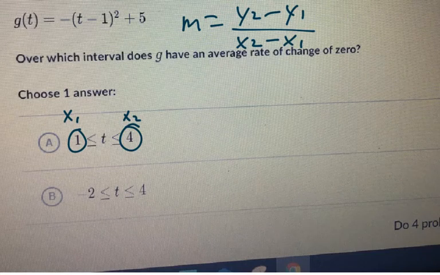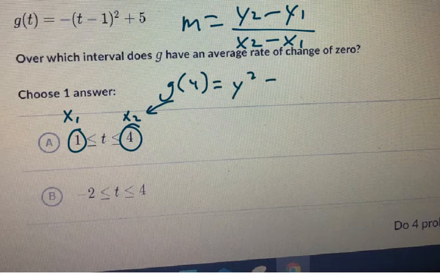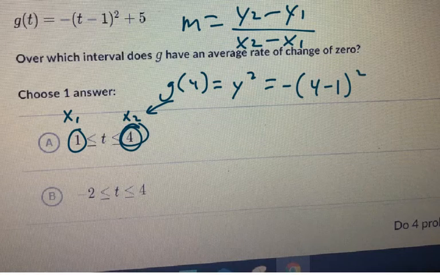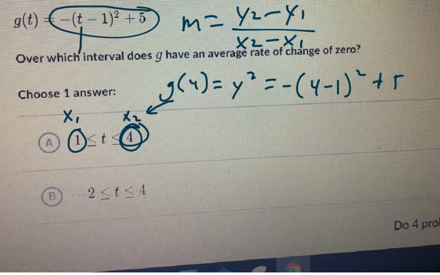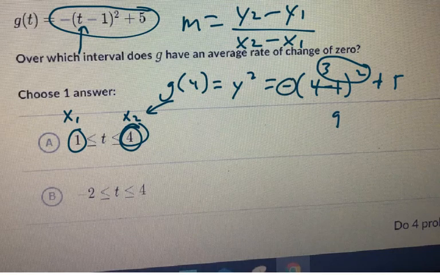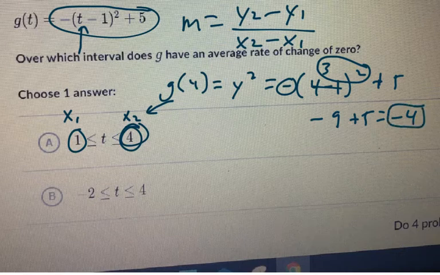Okay? And so what we're going to do, of course, is g of 4. That's equivalent to y2, in other words. We're just going to plug the 4 in. So here's our math. We're going to do negative 4 minus 1 squared plus 5, right? Again, I'm just plugging the 4 in there for t. And 4 minus 1 is 3. 3 squared is 9. And the negative now kicks in. So negative 9 plus 5 is negative 4.